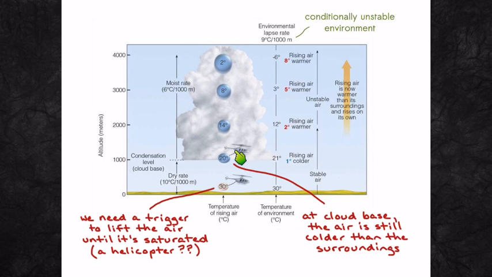But then, once it becomes saturated, it doesn't cool as much because of the condensation. Condensation keeps it a little bit warmer. And so instead of cooling 10 degrees per kilometer, now it's cooling 6. So by the time we get up to 2 kilometers, we started at 20 at cloud base, it cools 6 degrees, and we end up at 14.